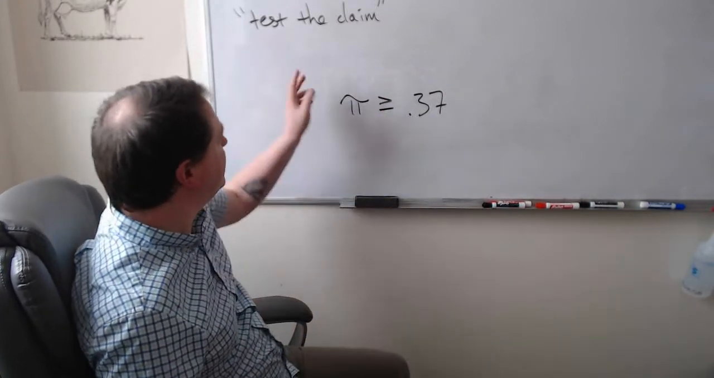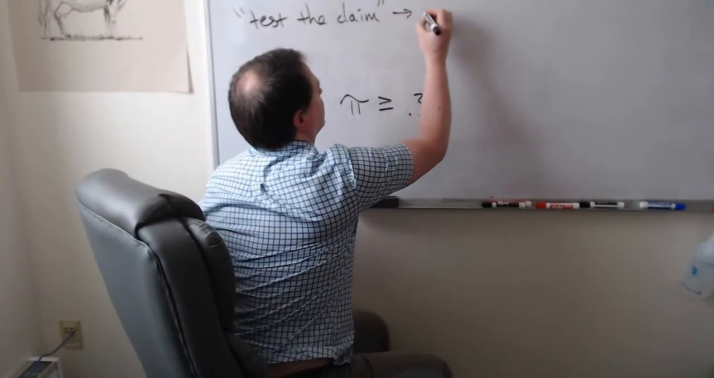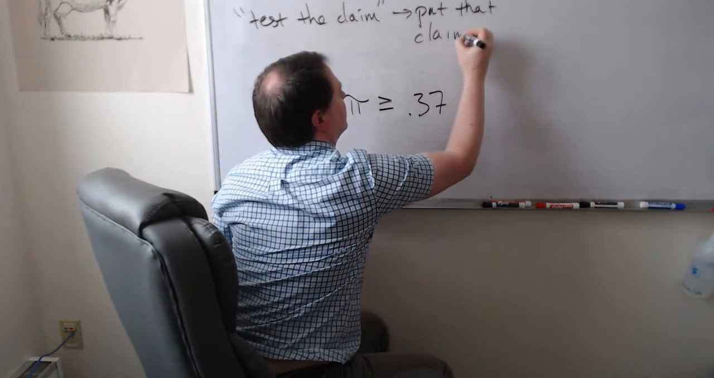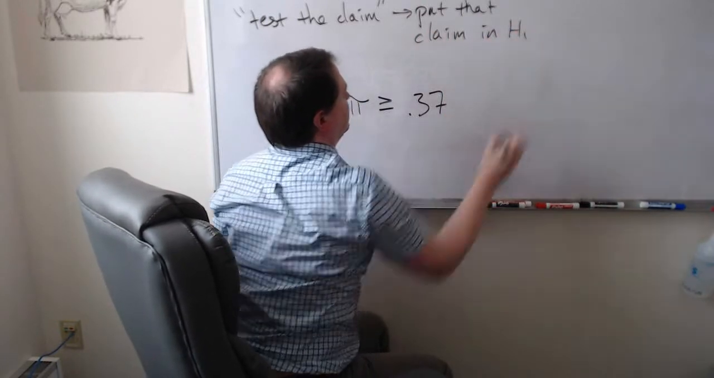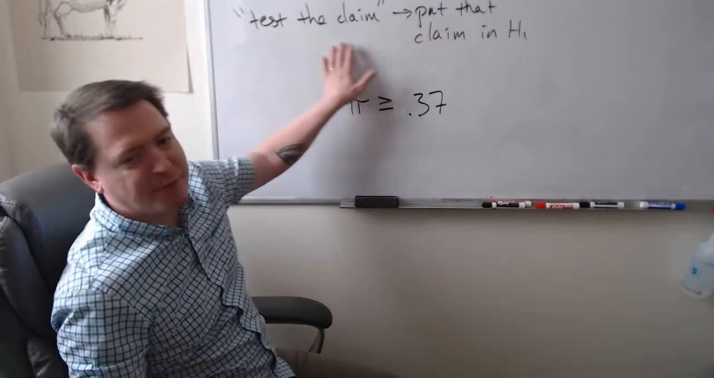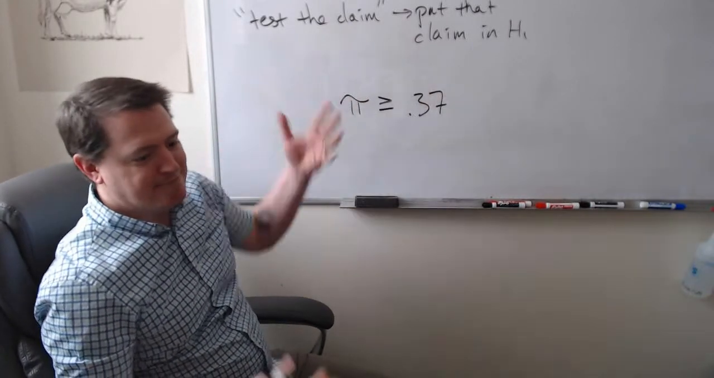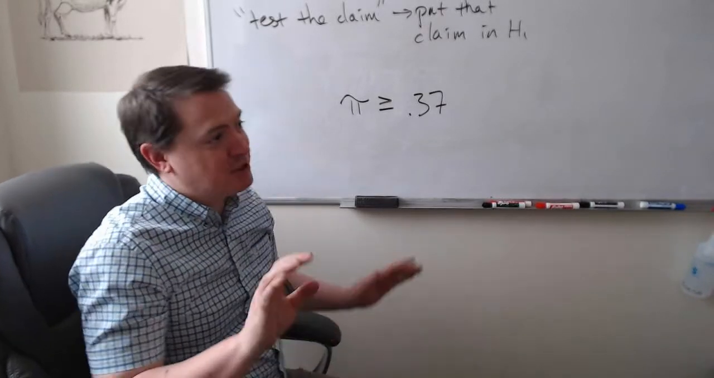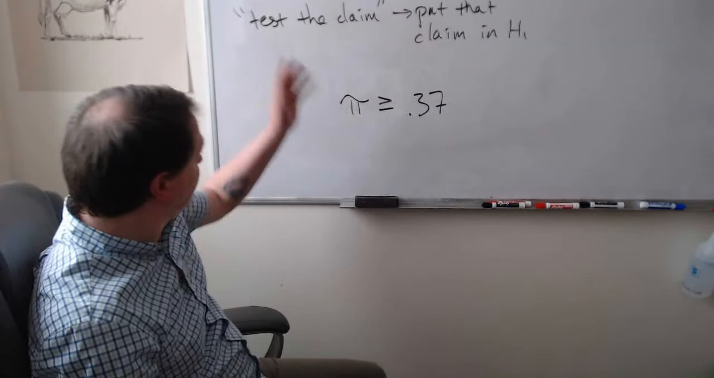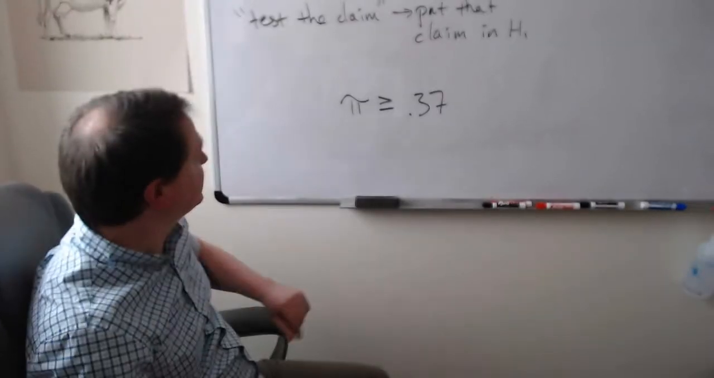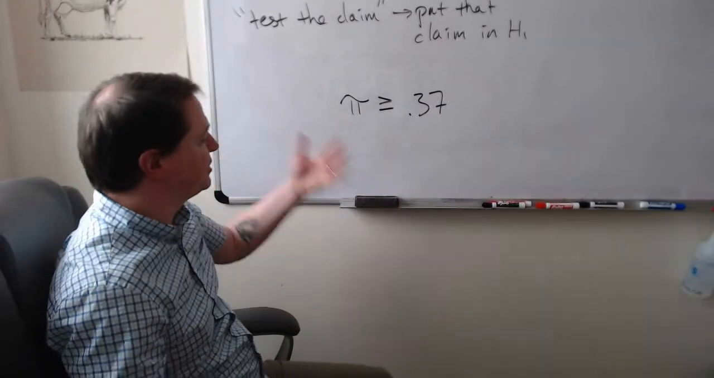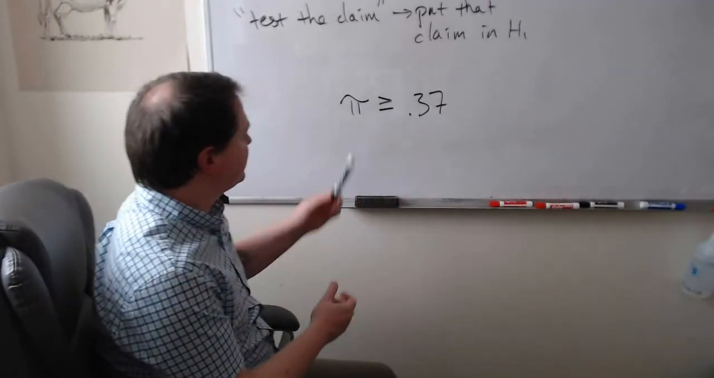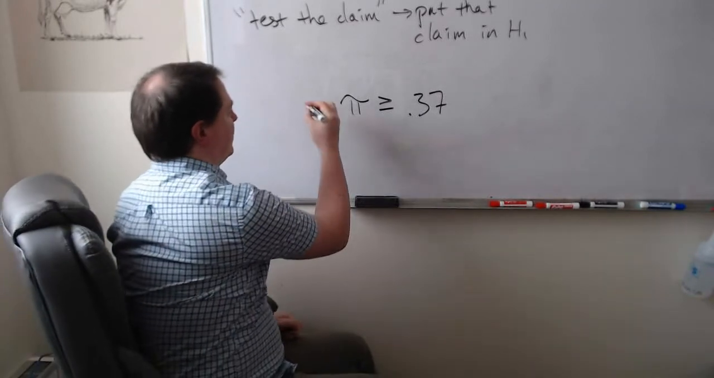Test the claim means put that claim in the alternative hypothesis. In other words, can we support that claim? I'll buy that, and that's fine. It's in every textbook I can find, so I'll just go ahead and go with that. So that's what that means. So when I said test the claim that the proportion is at least 37%, that means that needs to be my alternative hypothesis.